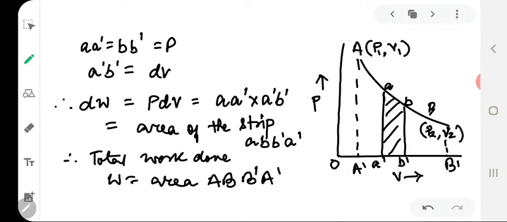So work done by a system is numerically equal to the area under the PV diagram. During expansion, the area is traced in clockwise direction. So if the area under the PV diagram is traced in clockwise direction, then work done will be positive, and it will be negative during compression if the area is traced in anti-clockwise direction.